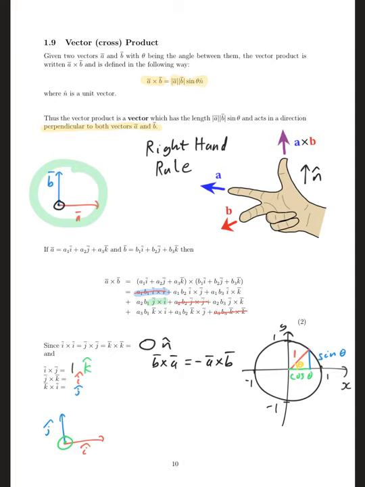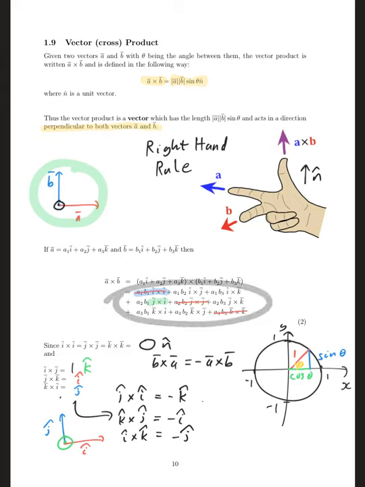So we have i cross j equals k. j cross i will be equal to minus k. k cross j will be equal to minus i, and i cross k will be equal to minus j. That's taken directly from these three by just changing the sign, because I've swapped around my two vectors in the cross product. So now I have everything I need to work out that big long thing up here.